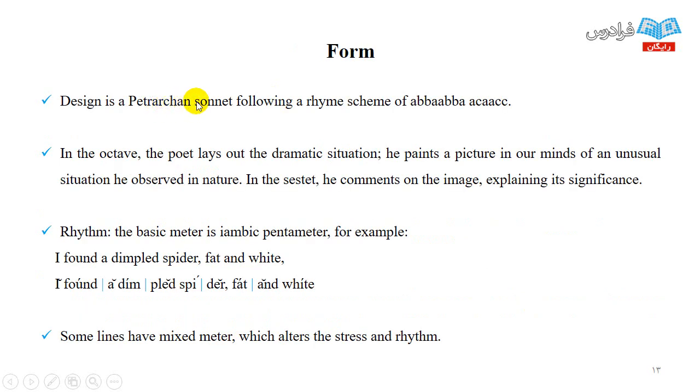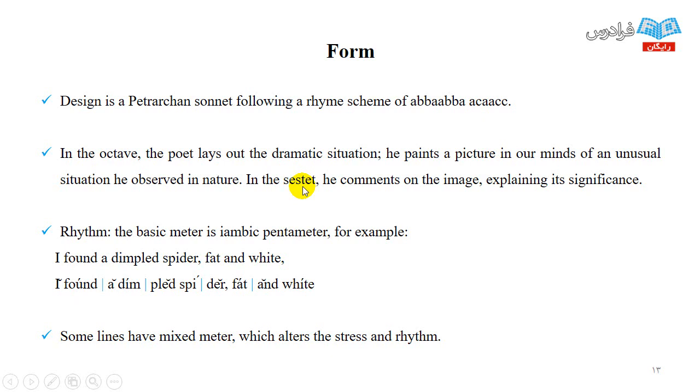This poem is a Petrarchan sonnet and the rhyme scheme is ABBA, ABBA, ACA, ACC. As you know, a Petrarchan sonnet includes an octave and a sestet. In the octave, the speaker describes the situation he observed in nature, and in the sestet, he comments on the image and explains its significance.